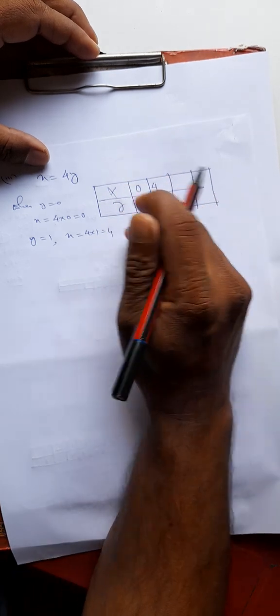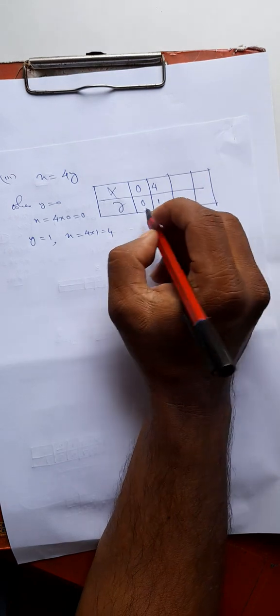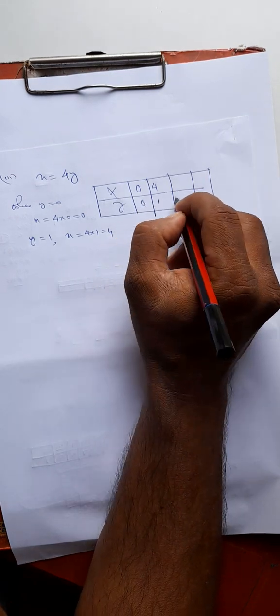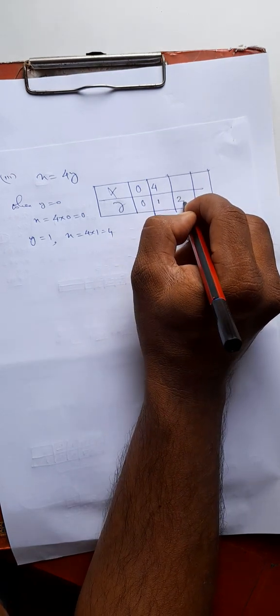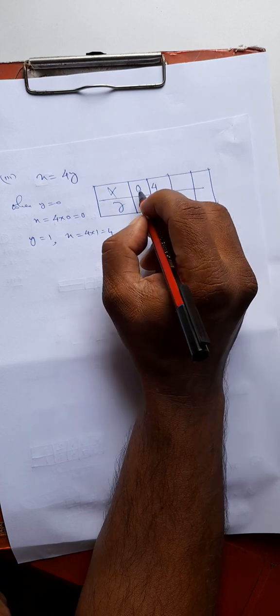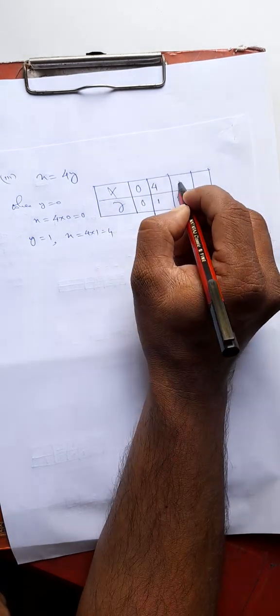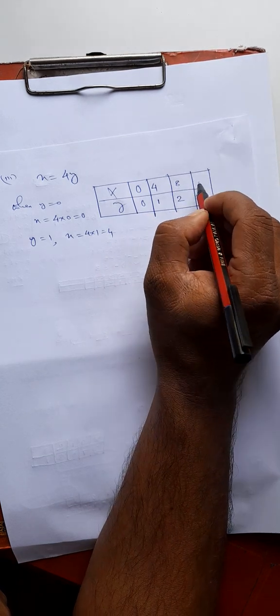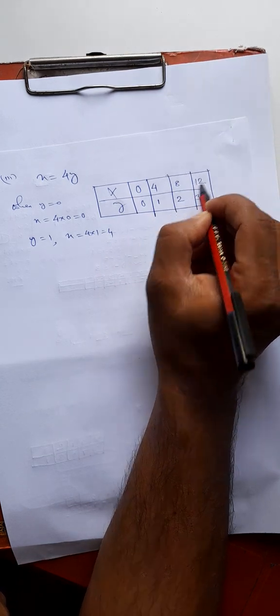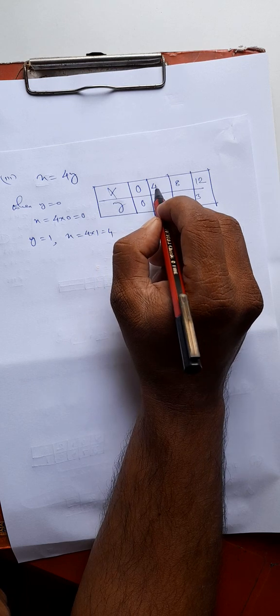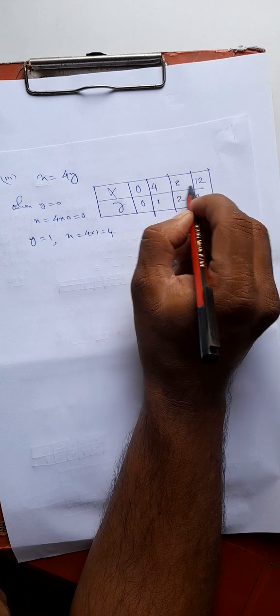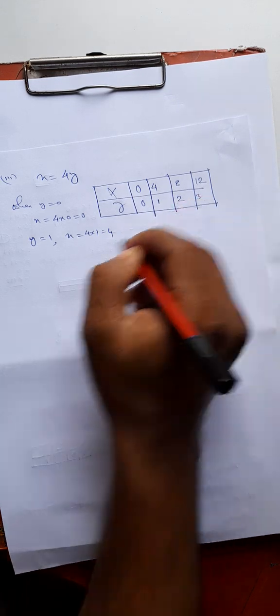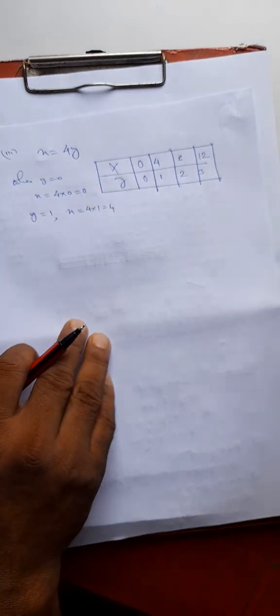Now can we find other solutions without actual calculation? Values of y are increasing. So if it is 2, x is increasing by 4. 0 plus 4 equal to 4, 4 plus 4 is 8, and 8 plus 4 is 12. So we got 4 pairs of solutions for this linear equation.